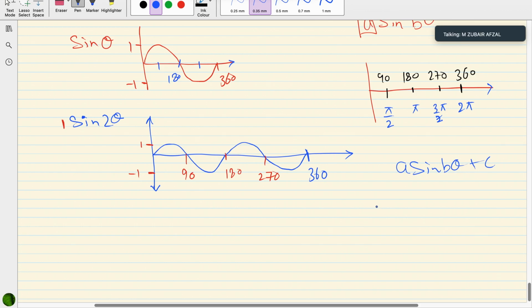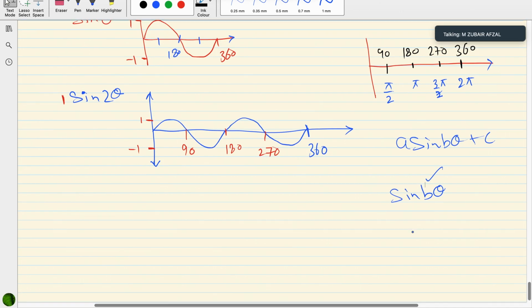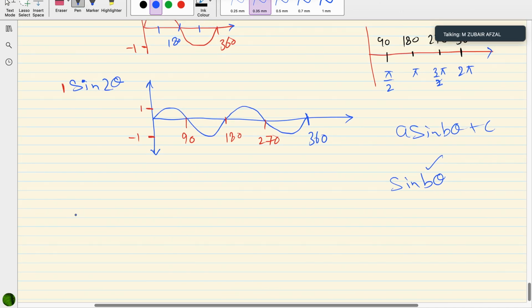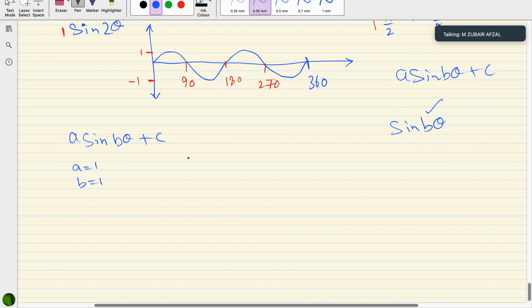So that means we are done with B as well. So we know sine B theta. Now we are introducing C. For now we skip A and B, or we say that A is 1 and B is 1 to understand C, and then we will bring them all in one graph. So A sine B theta plus C, for now we are taking A equal to 1, B equal to 1, and we will change C to understand.